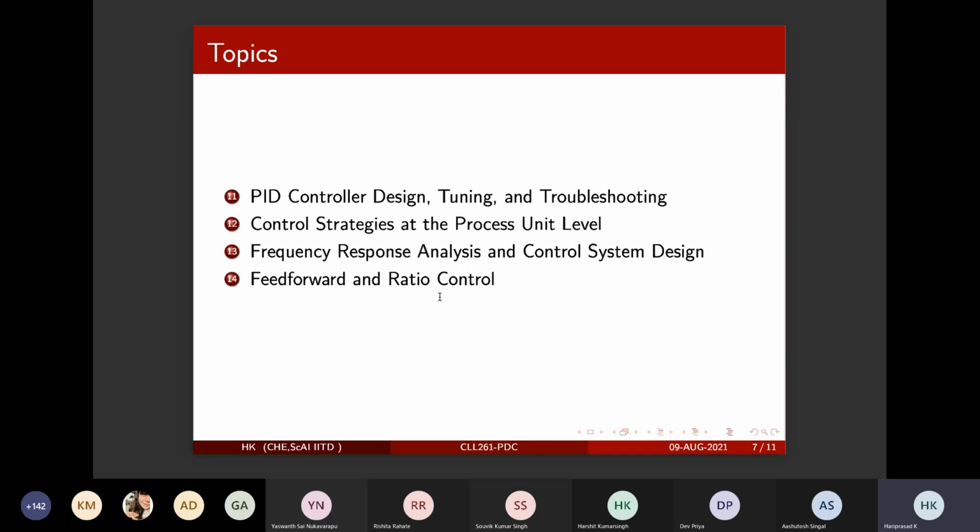Then we will also talk about something known as frequency response analysis of modeling, which is slightly different compared to the other techniques that we have learned before. Okay. Then we will see whether we will be able to cover the feed forward and ratio control aspect. As I told, these are tentative topics, depending upon our time and overall progression. So this is what at least I anticipate to cover in the overall course, plus or minus delta.